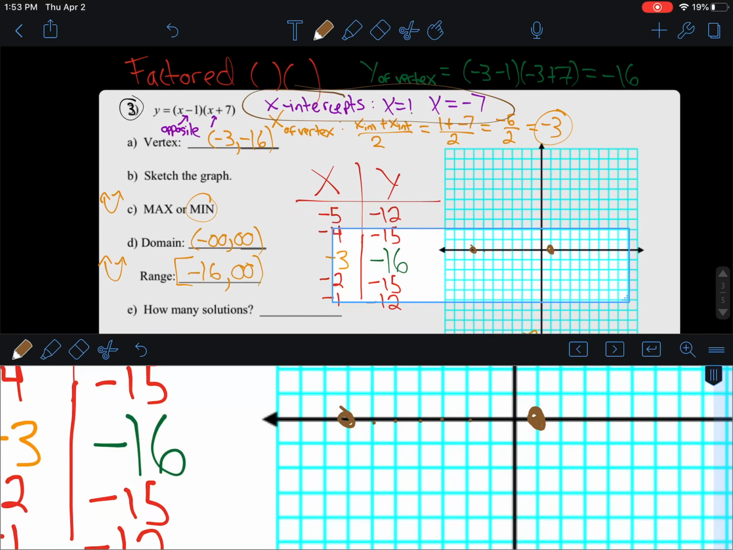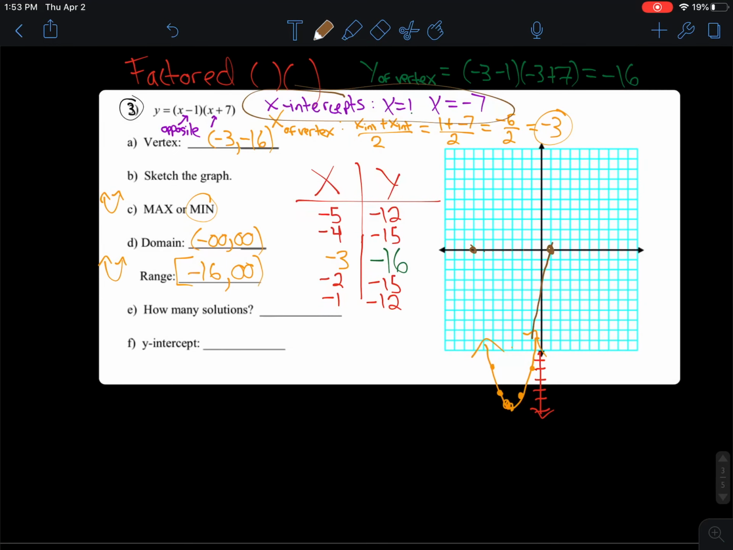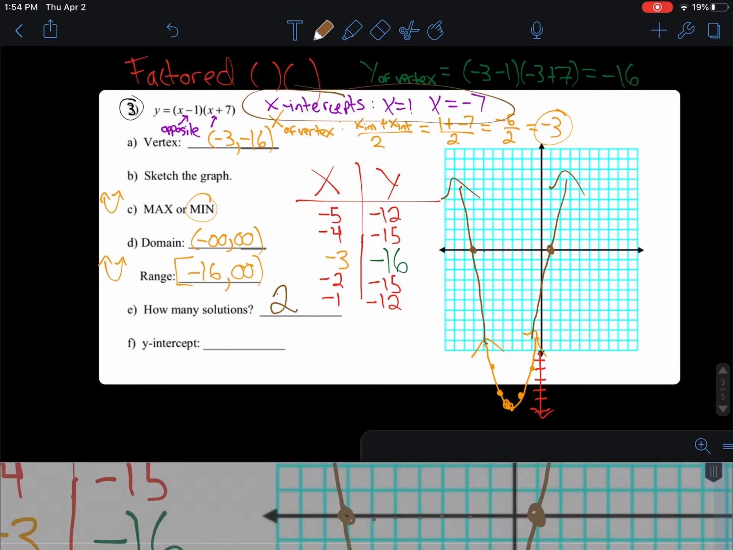I could have added that, and then I could extend my lines up into that, just to be clear. All right, that was a bad one. So again, it goes on forever and ever, just to be clear. So how many solutions are there? There are 2 solutions.